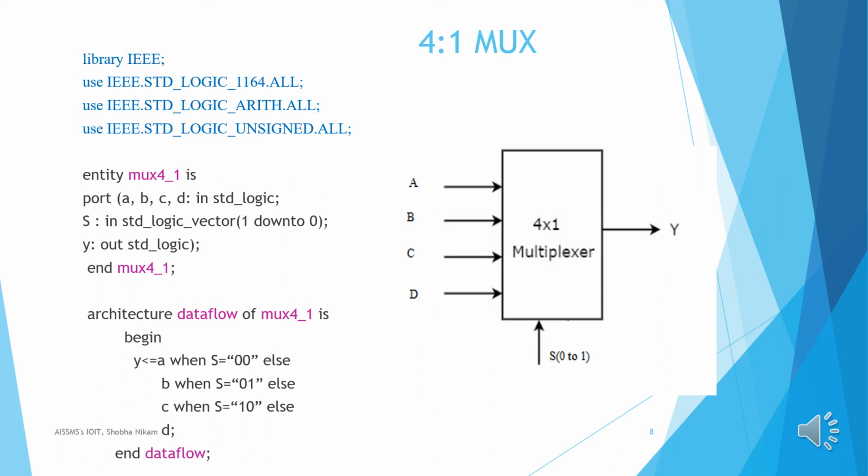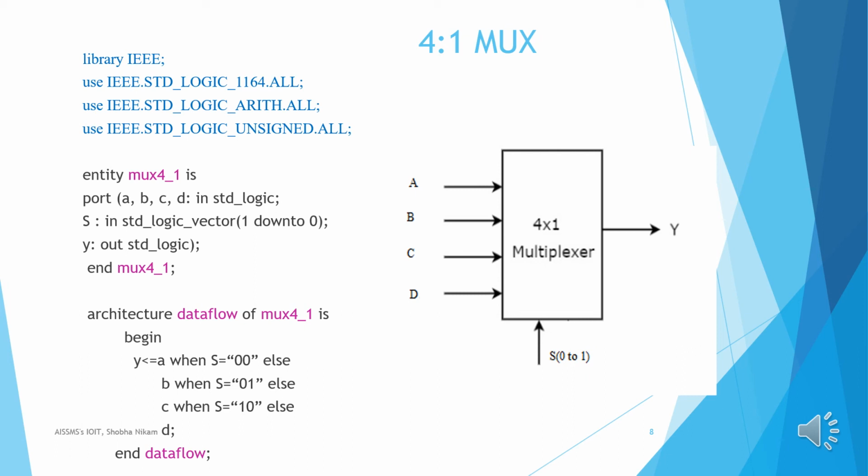For the architecture name, we generally prefer giving the name of the modeling style, but you can give any name to the architecture. So here I am using the Dataflow modeling style, and that is why the name given to the architecture is Dataflow. Architecture Dataflow of mux4_1 is. Here I am writing architecture Dataflow for the entity named mux4_1. Begin. Y. Here I am using when-else statements.